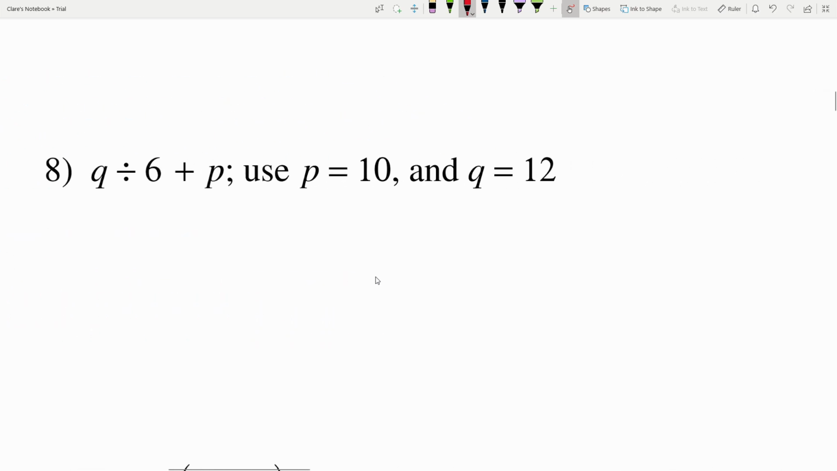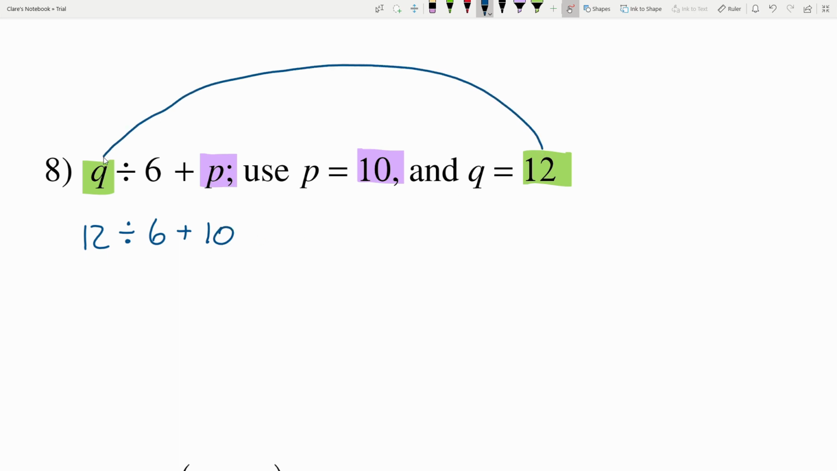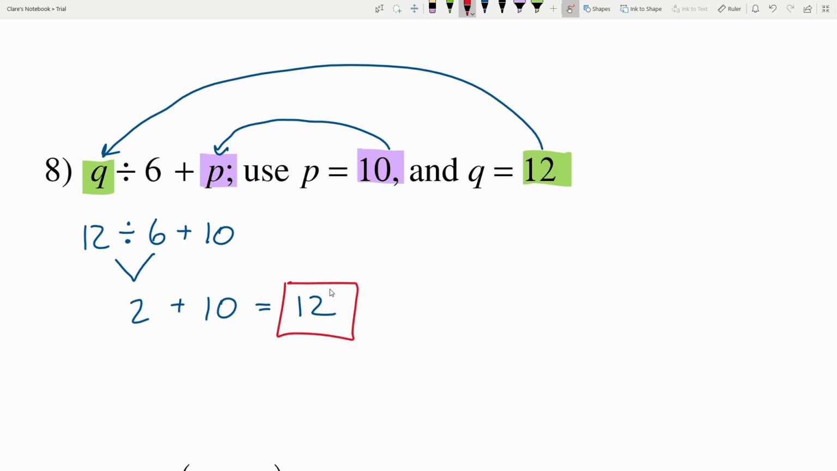Now in number 8, I have q divided by 6 plus p. So q is a variable and p is a variable, but both my variables are defined, so I'll be able to plug numbers in for them. Everywhere I see a q, I'll plug in 12, and everywhere I see a p, I'll plug in 10. So I'll have 12 divided by 6 plus 10. Division comes first, ahead of addition, so 12 divided by 6 is 2, and I'll have 2 plus 10, which equals 12. 12 is my solution in number 8.